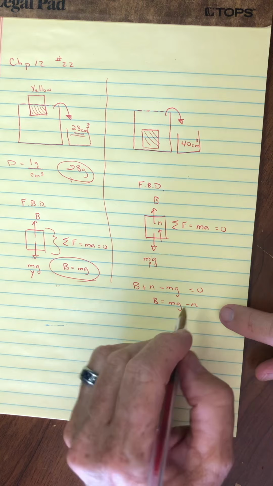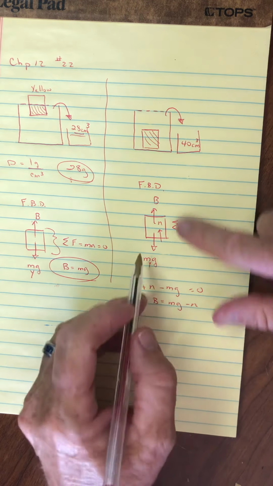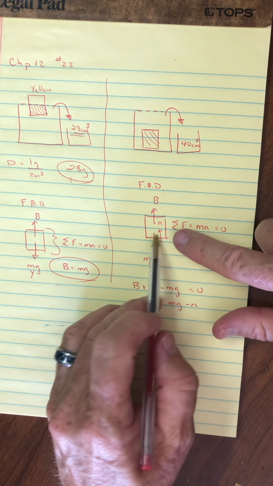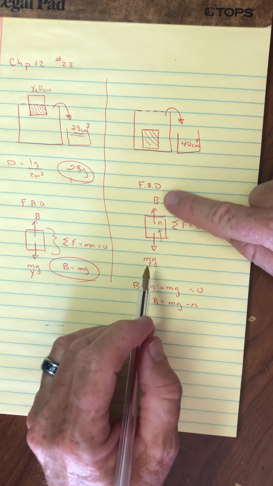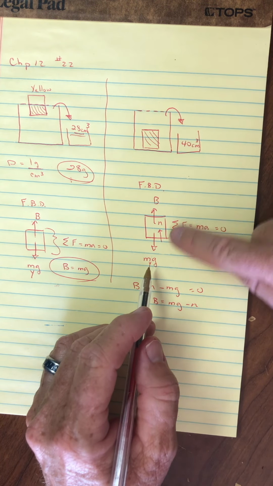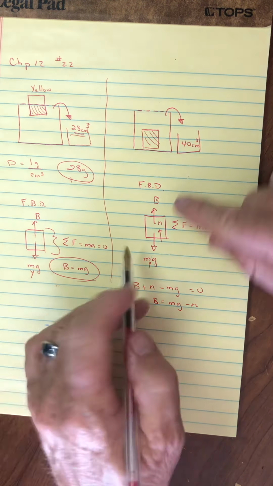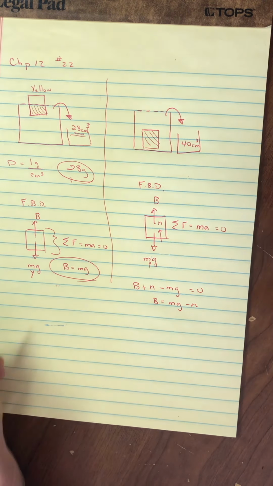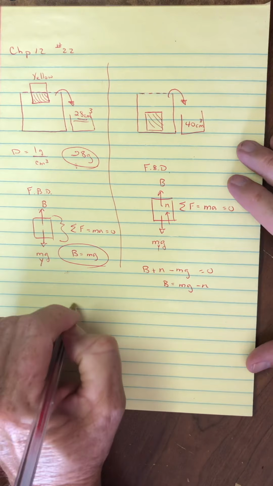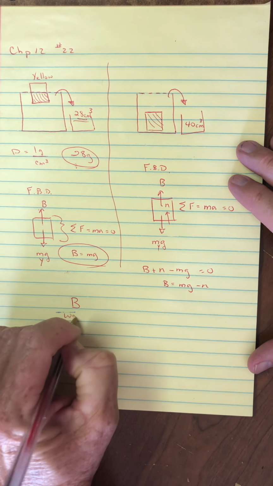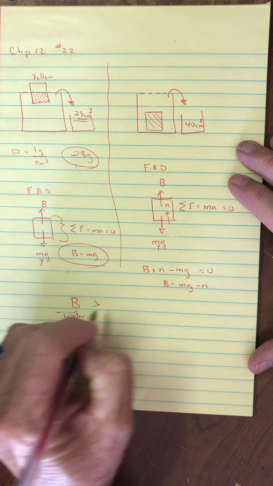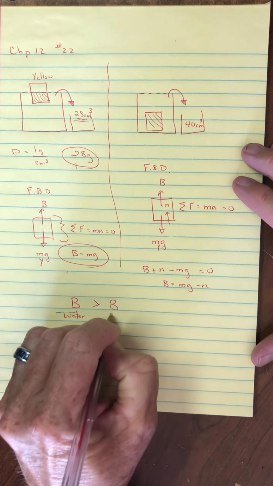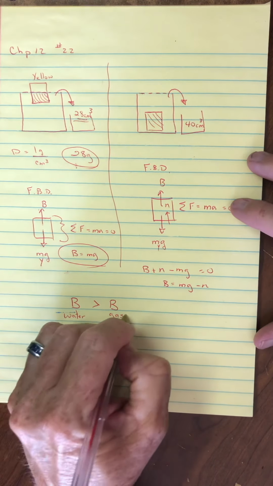Now I don't know what it is, but I know it's got some number. And so back here, the fact that we need a normal force tells me right away that the buoyant force in the gasoline is less than the weight. And remember, over here in the water, the buoyant force was equal to the weight. So I would draw the conclusion right away that the buoyant force when it's in the water must be greater than the buoyant force when it is in the gasoline.